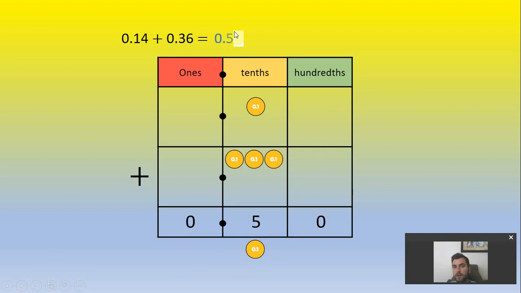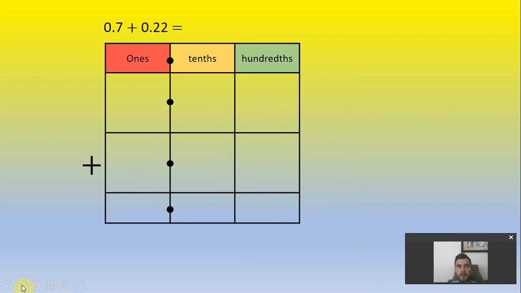Of course, we can cover the 0 up, because that would say 0 and 5 tenths, or 0 and 50 hundredths. They are equal. This 0 here has 0 value because there's nothing here. So you could just cover that 0 up like I have here. Let's have a look at another.